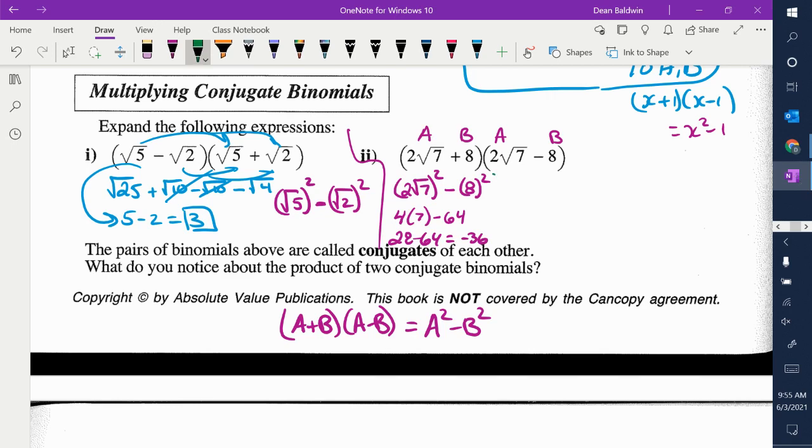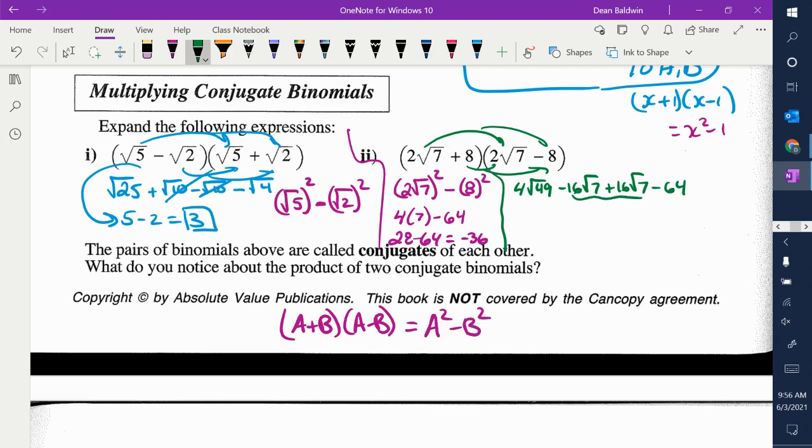If you don't like the shortcut way, okay, and I don't care which way you do it. You could just go like this. I'm going to do this quickly, and you'll see you get the same answer. 2 root 7 times 2 root 7 is 4 root 49. 2 root 7 times negative 8 is negative 16 root 7. 8 and 2 is 16 root 7. 8 times negative 8 is negative 64.